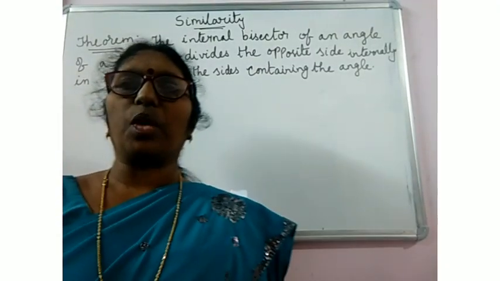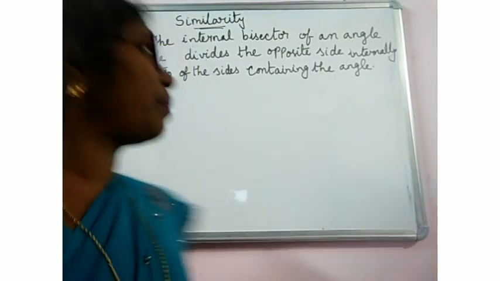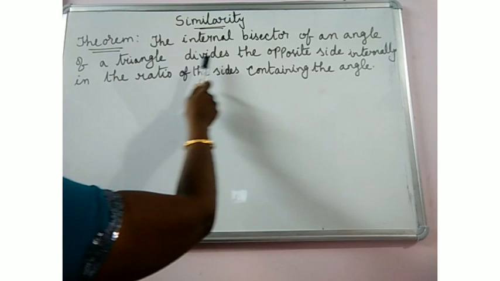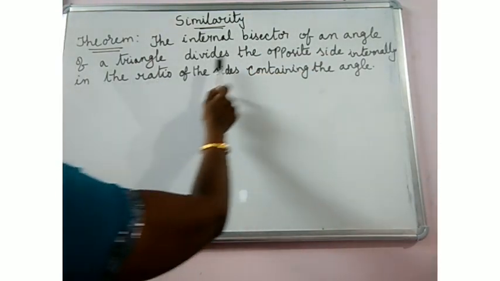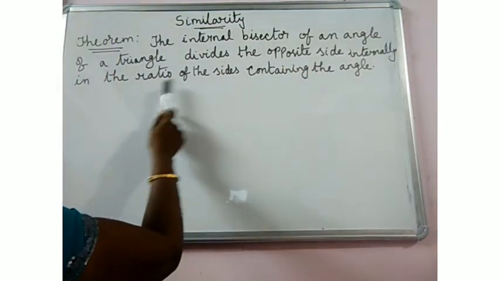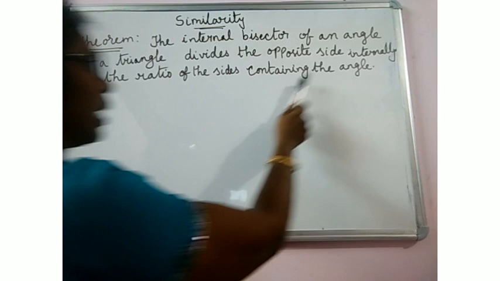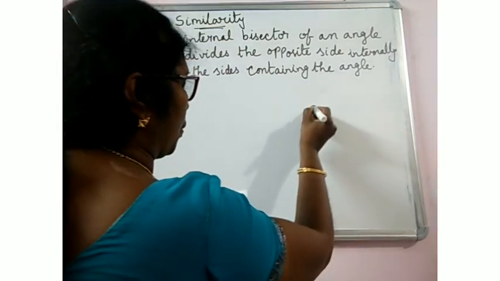Today you are going to learn about some more theorems, and your theorem is: the internal bisector of an angle of a triangle divides the opposite side internally in the ratio of the sides containing the angle. Let me draw the figure and show you.